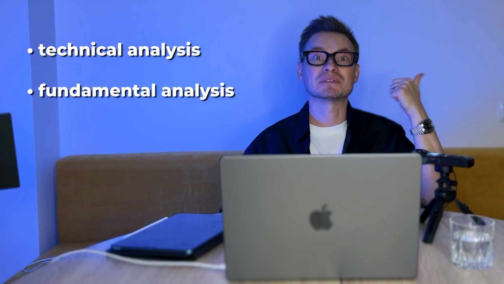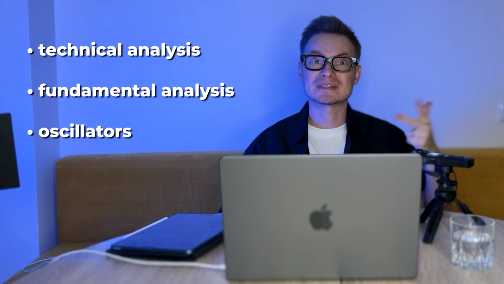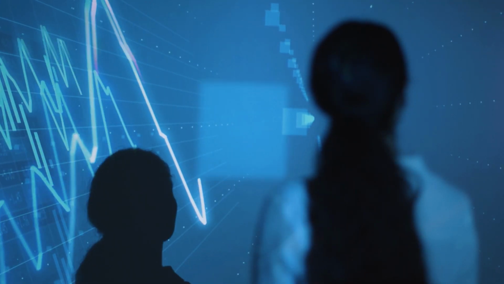There are many ways to understand price movement in financial markets: technical analysis, fundamental analysis, oscillators, and indicators. One such indicator is Bollinger Bands. Traders use it to assess volatility and potential entry or exit points of positions. In this video, you will learn how to set up and use this indicator, as well as how to make money on it. Let's go!